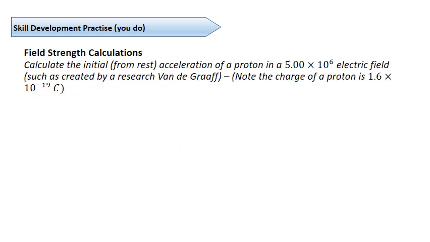Okay, another tricky question, but similar to the one we did earlier. It says calculate the initial from rest acceleration of a proton in a 5 times 10 to the 6 electric field. And the information it gives us is that the charge of a proton is 1.6 times 10 to the negative 19 coulombs. Now, this problem here seems like that might not be enough information to be able to perform the calculation, and that's because you'll need to find some information in your data book.